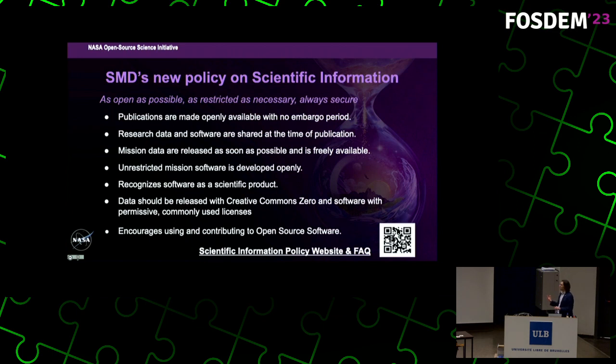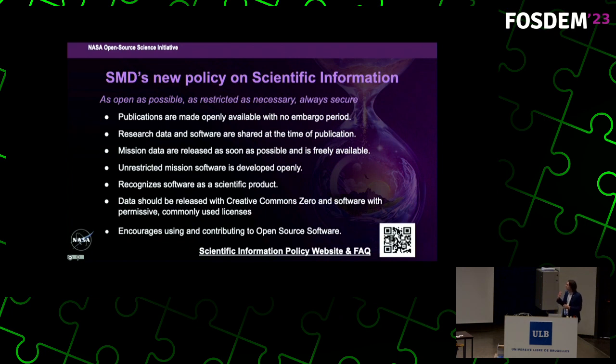That data will be released under a Creative Commons Zero license, so it's clearly in the public domain for everyone. Our unrestricted mission software is developed openly. We've learned these lessons from JWST, that having software available for everyone to both access and reuse improves how science is done. We recognize software as a scientific product. Our software is just as critical to our research.